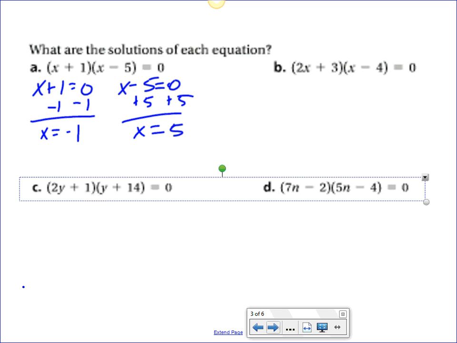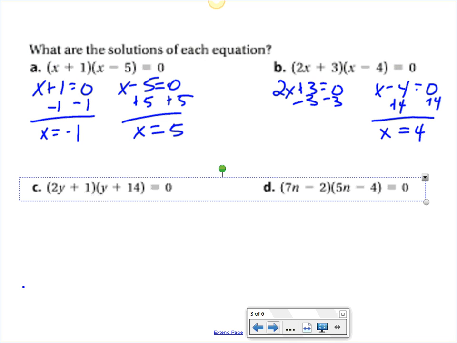Okay, so this next one, either 2x plus 3 is equal to 0 or x minus 4 is equal to 0. If we start with this one, I would add 4 and I'd get x is equal to 4. This one is going to take me a couple steps. Subtract 3, I get 2x equals negative 3. Divide by the 2 and x is equal to negative 3 over 2, or negative 1.5.